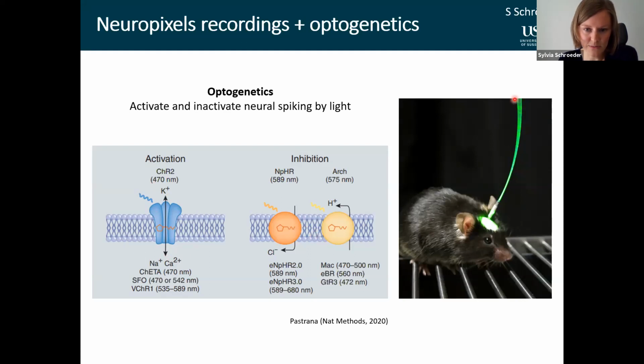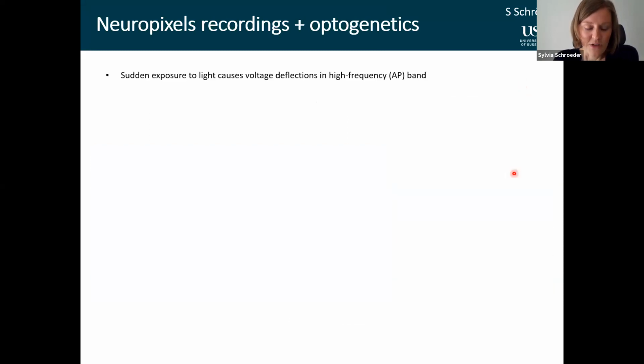And here's a little mouse with a typical glass fiber that transports the light to the brain area where you want to have the effect. So if you want to combine this method with Neuropixels or any metal probe, there is a problem, because if you expose metal to light suddenly, it causes a voltage deflection in the high frequency band, which is the band where you record neural signals.